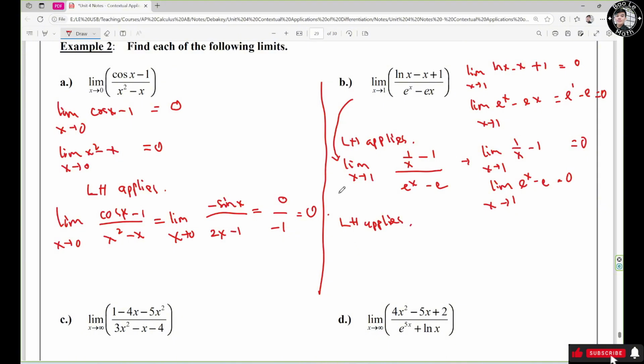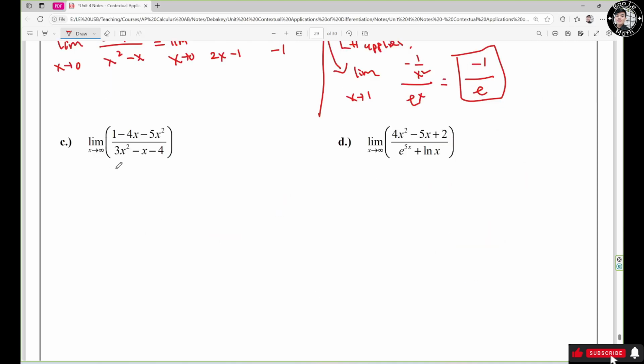So this becomes the limit of the derivative of 1 over s, which is going to be negative 1 over s squared, over e to the s, right? When s approaches 1, remember the derivative of 1 equals 0, the derivative of e equals 0, right? So when s approaches 1, this approaches negative 1. This approaches e, so this one is the final answer.